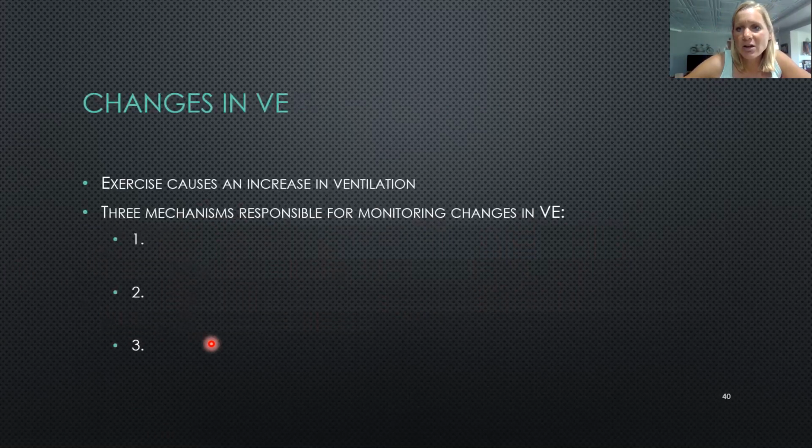So we can have some changes in ventilation. Again, exercise can increase our ventilation, as you probably could guess. And there are 3 mechanisms that are going to be responsible for monitoring changes in ventilation in an exercise scenario and otherwise. Okay, so number 1 is those chemoreceptors. Those chemoreceptors are going to monitor changes in oxygen and CO2 and give us information about what our real need is based on what we're using and what we're producing.